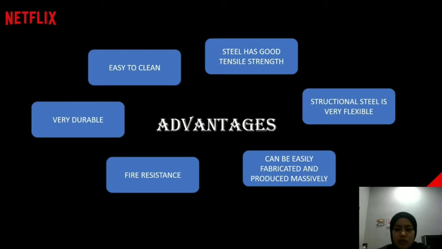Fourth, it can be easily fabricated and produced massively. Steel sections can be produced off-site at shop floors and then assembled on-site. This saves time and increases the efficiency of the overall construction process. And then, steel has good tensile strength. It means that it has a high strength. Last but not least, structural steel is very flexible because steel can be molded into any shape without changing its properties.